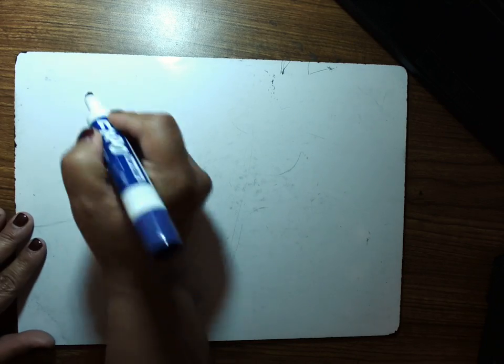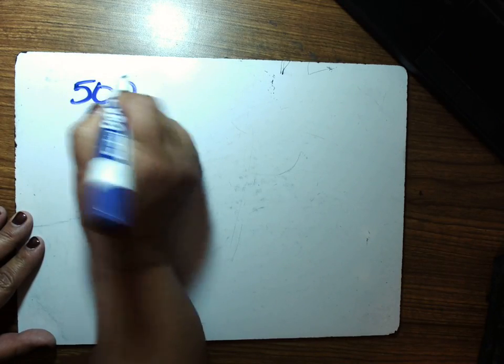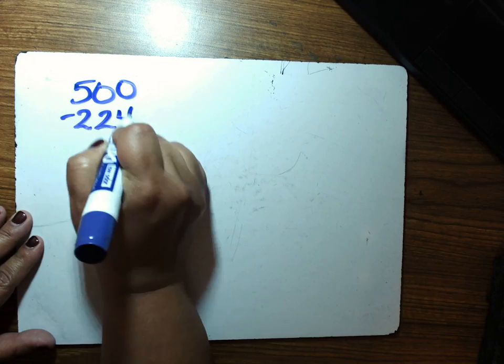I'm a third grade math teacher, and in the last video we subtracted across zeros and we added up on a number line to see the difference between two numbers. Today we'll subtract across zeros again, but this time subtract on a number line to find the difference between the two numbers. So let's say we have 500 minus 224.